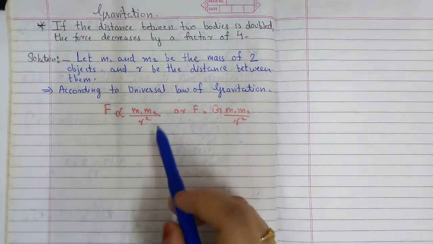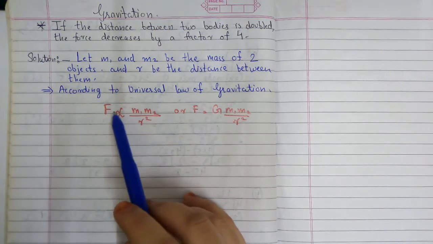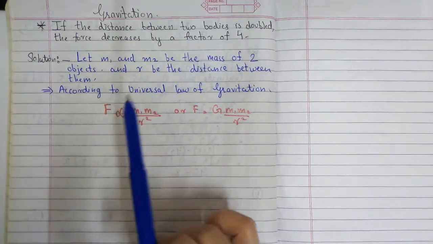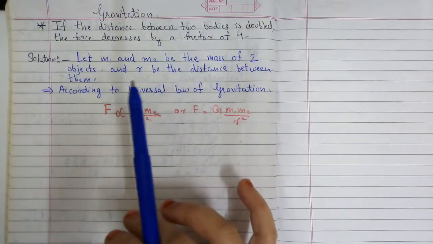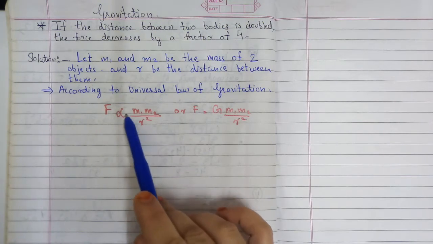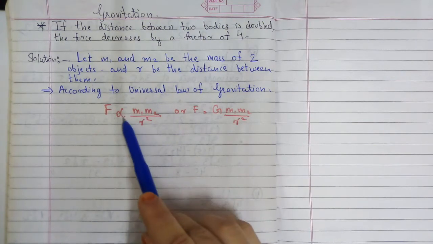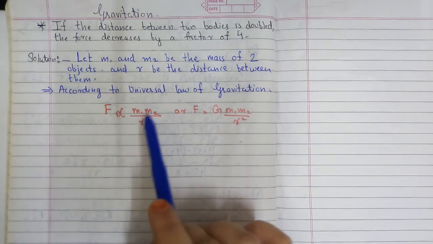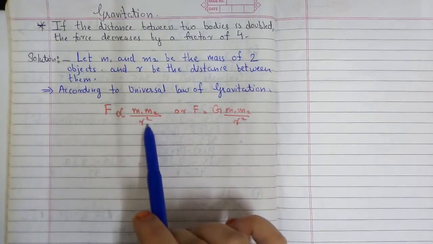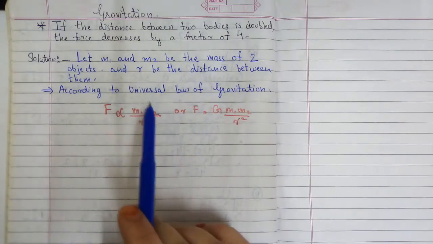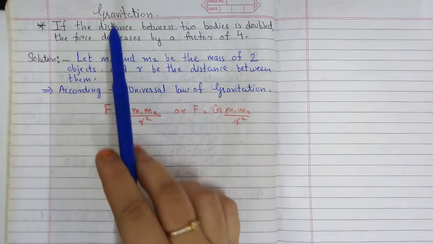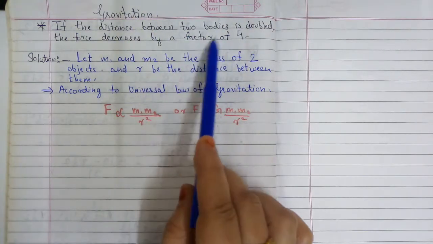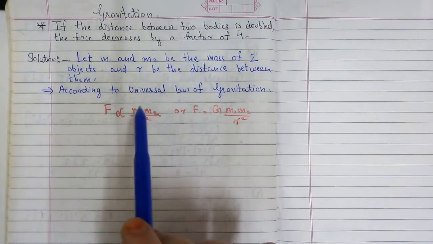In our previous video we have seen about the universal law of gravitation, Newton's universal law of gravitation. Okay, so what is the law? The law states that if two bodies attract towards each other with a definite force, then this force will be directly proportional to the product of their masses and inversely proportional to the square of the distance between the two different objects. Okay, so here we have seen that if the distance between two bodies is doubled, the force decreases by a factor of 4. So this only we have to derive.